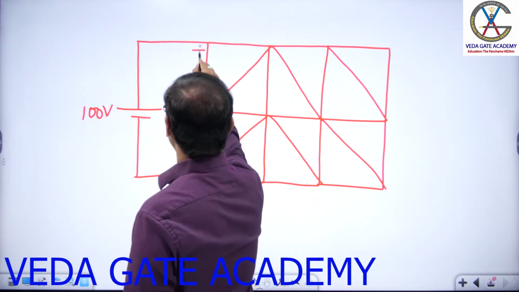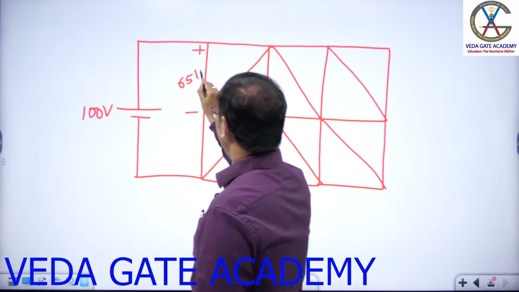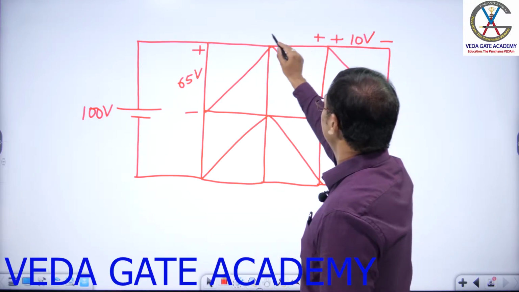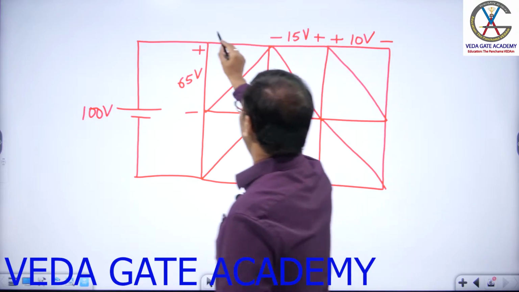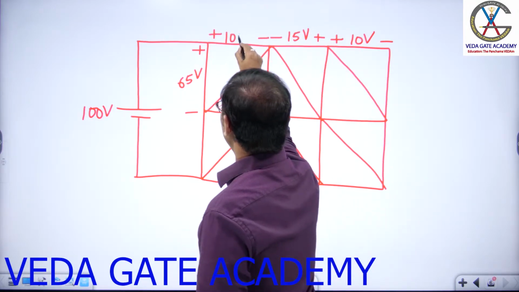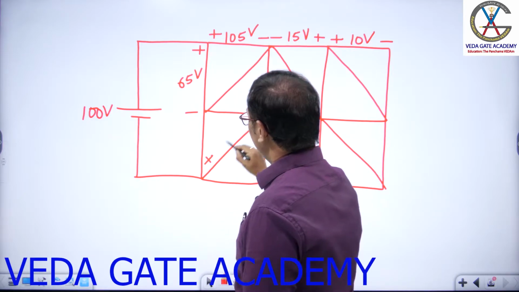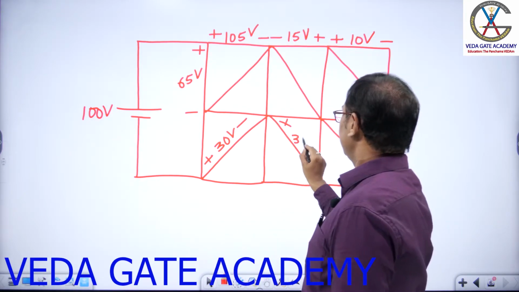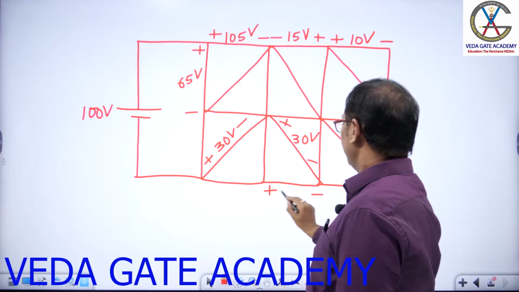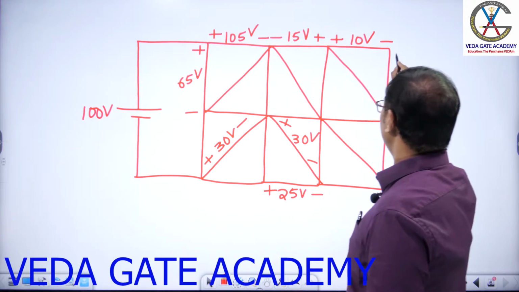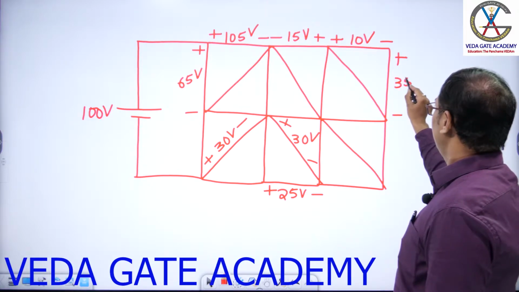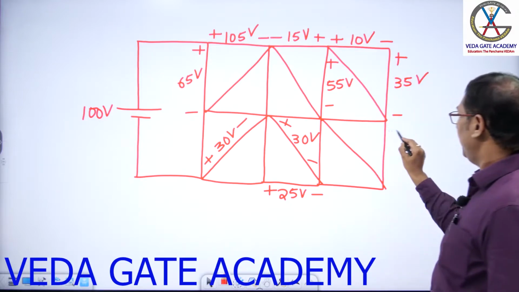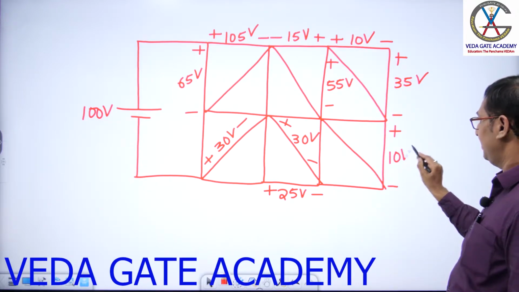Let us take some arbitrary values, dear. This has 100 volts plus minus, 65 volts plus minus, 10 volts. Taking some arbitrary values: 15 volts plus minus, 105 volts plus minus, take some 30 volts here, 30 volts plus minus, 25 volts, arbitrary values, 35 volts plus minus, 55 volts and plus minus 10 volts.